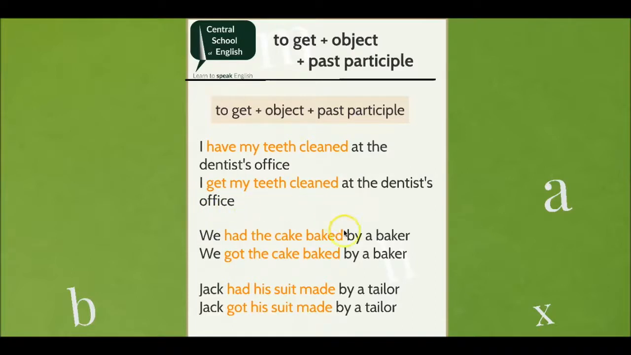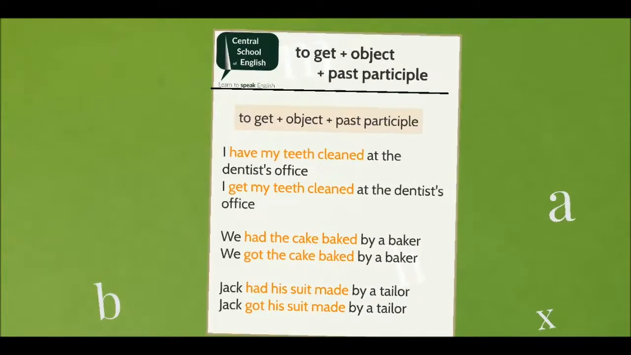It is possible to say, we had the cake baked by a baker. However, it is also possible to say, we got the cake baked by a baker. In another example, we can say, Jack had his suit made by a tailor. However, it is also possible to say, Jack got his suit made by a tailor.